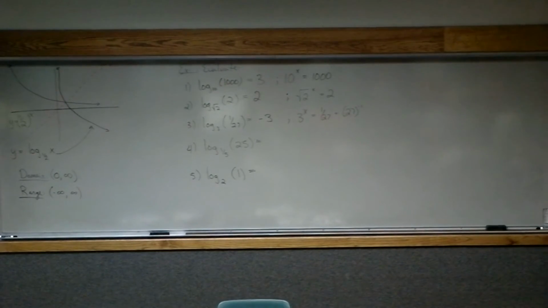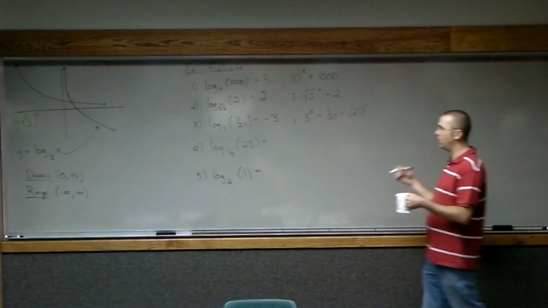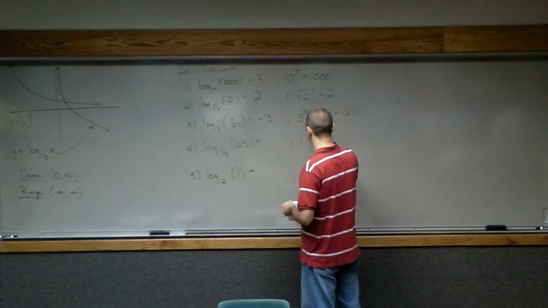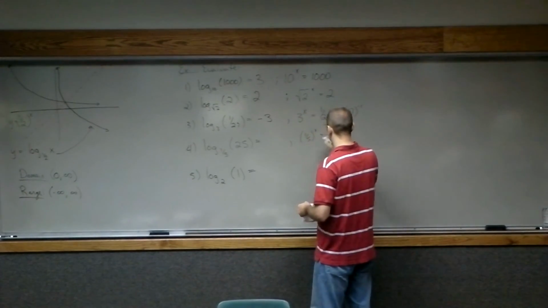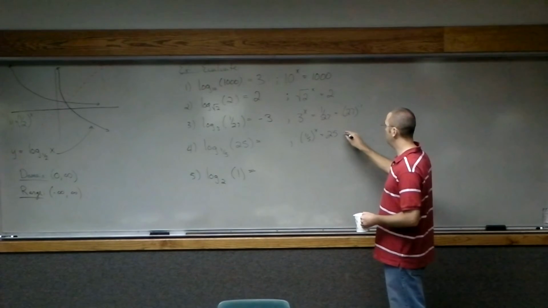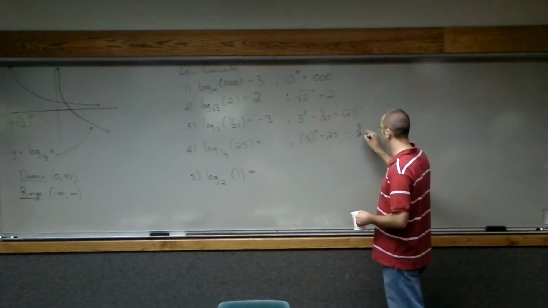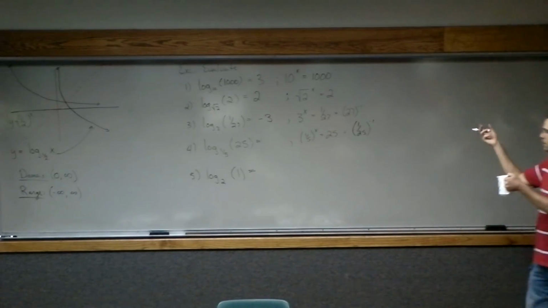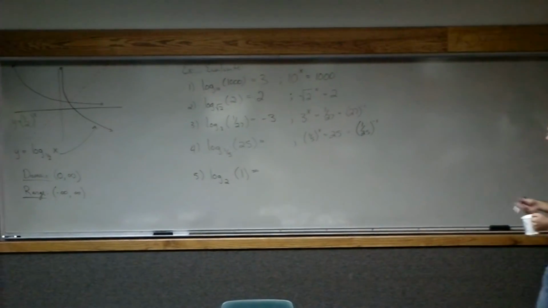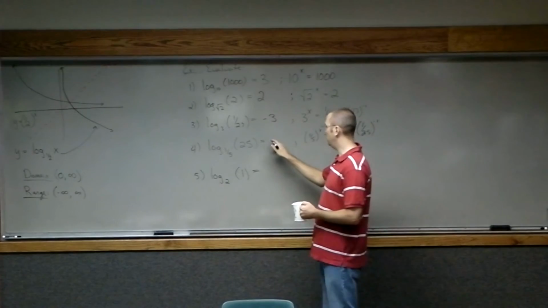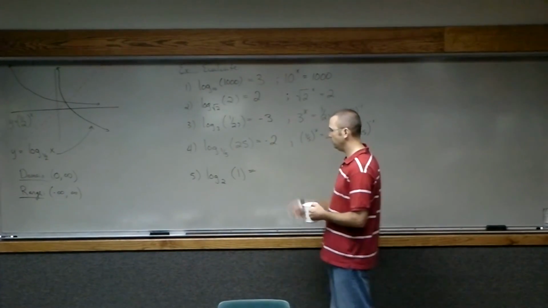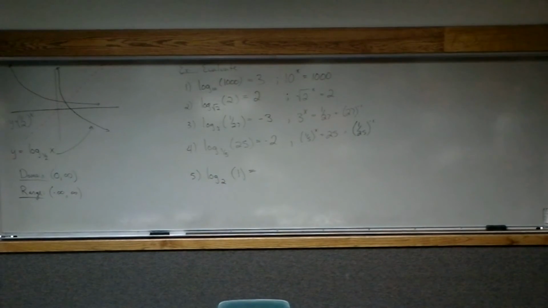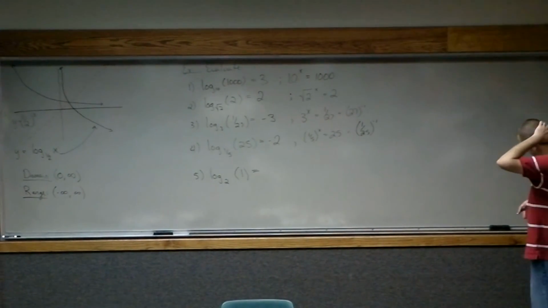What about number 4? Okay, I take my 1/5. I have to raise it to some power and get 25 out. Again, if you want to, you can rewrite this as 1 over 25 to the negative first. And then hopefully see the relationship there, x equals negative 2.